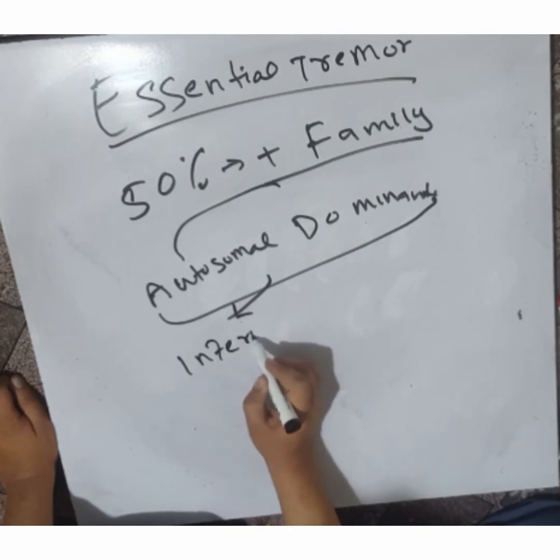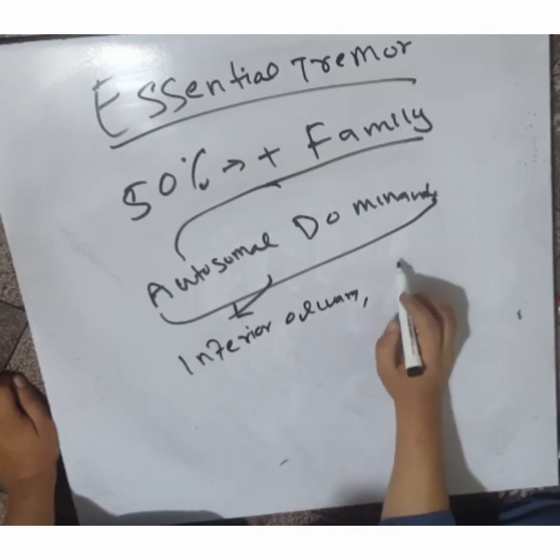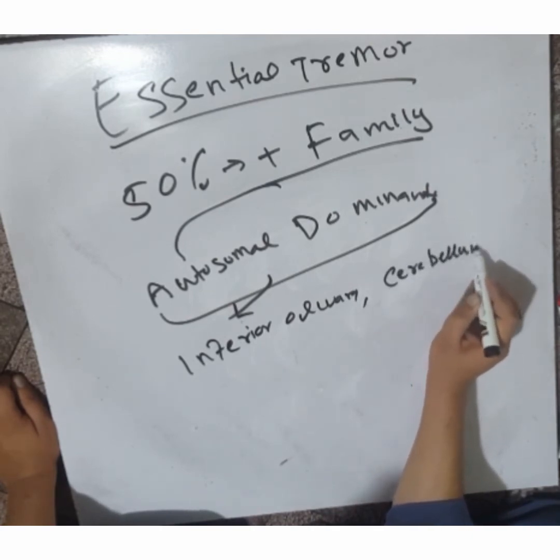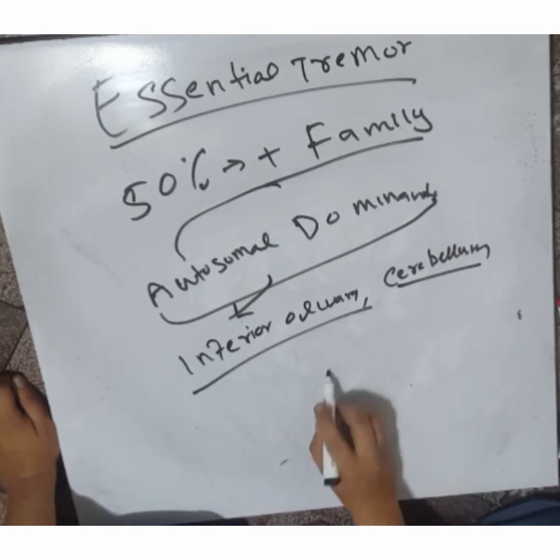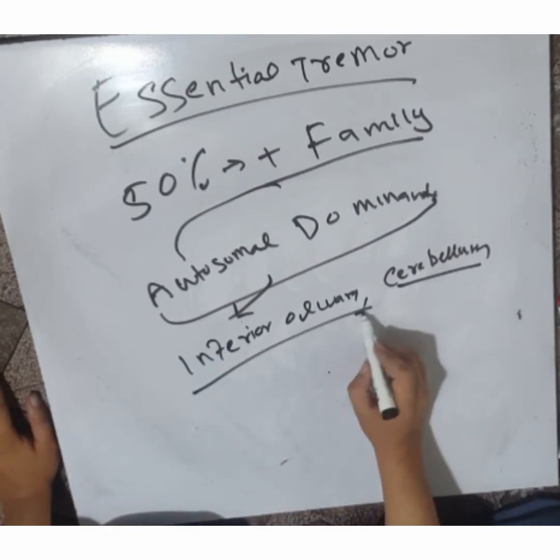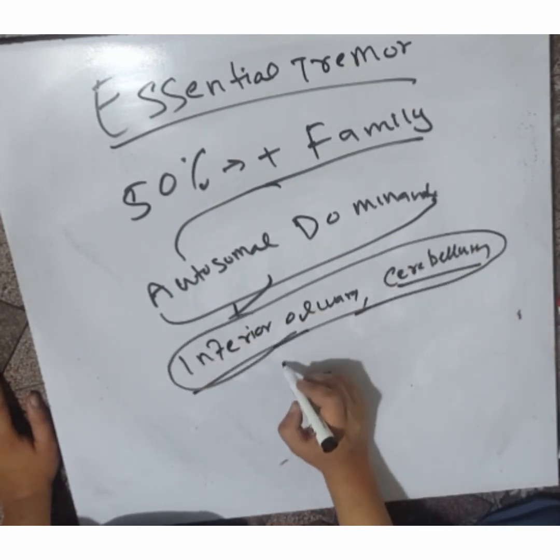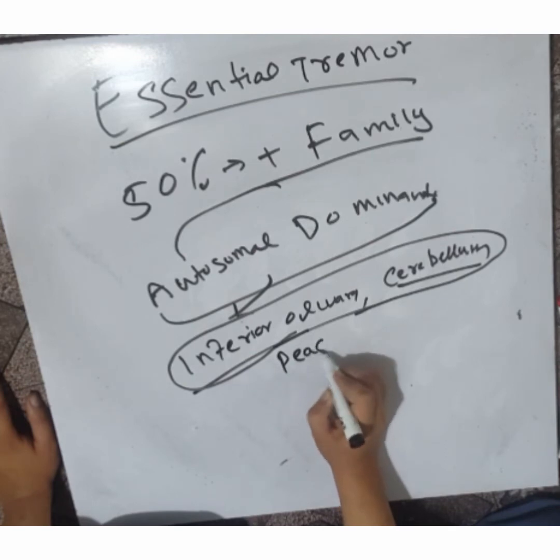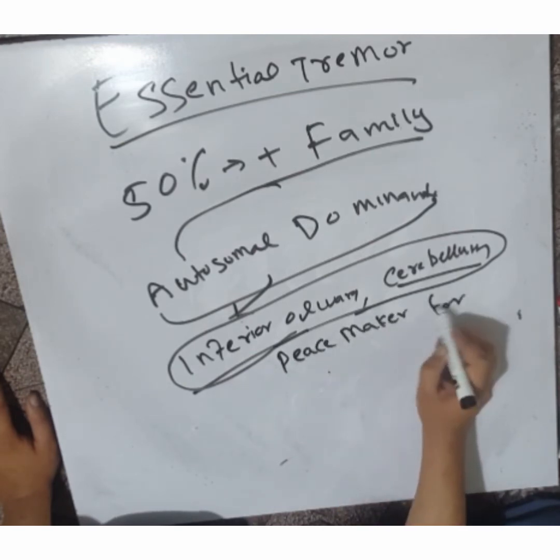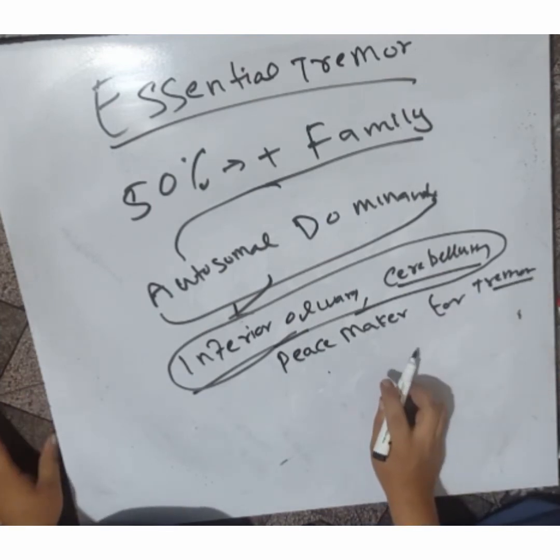The inferior olivary nucleus and cerebellum are involved. In this case of the tremor, they act as a pacemaker for tremor, and this initiates the tremor.